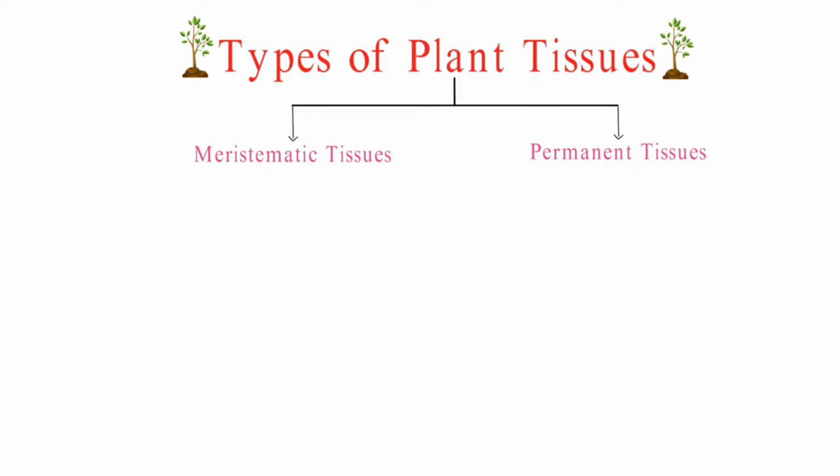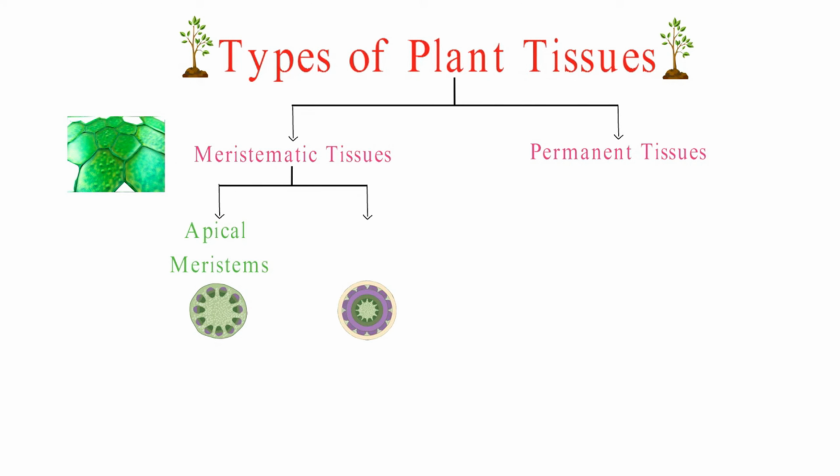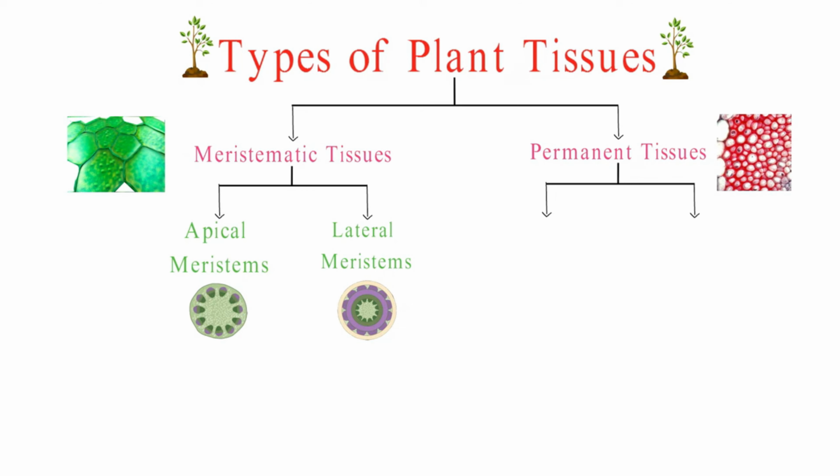First, let's talk about meristematic tissues. These are undifferentiated, actively dividing cells responsible for plant growth. There are 2 main types of meristematic tissues: apical meristems and lateral meristems. Now, let's move on to permanent tissues. These are mature, specialized cells that have lost their ability to divide but perform specific functions within the plant. Again, there are 2 categories of permanent tissues: simple permanent tissues and complex permanent tissues.